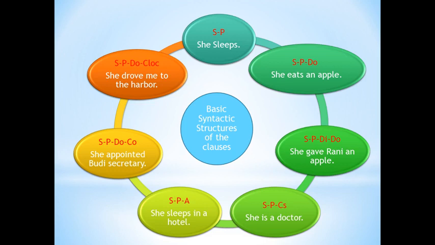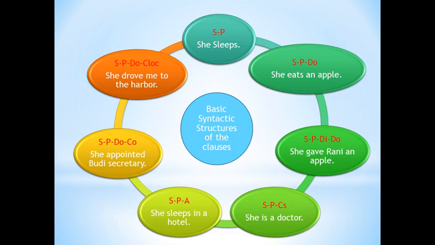She subject, gave predicate, Rani indirect object, and an apple is direct object. Then we have subject, predicate, and complements. She is a doctor. Then we have subject, predicate, and adjunct. She sleeps in hotel.